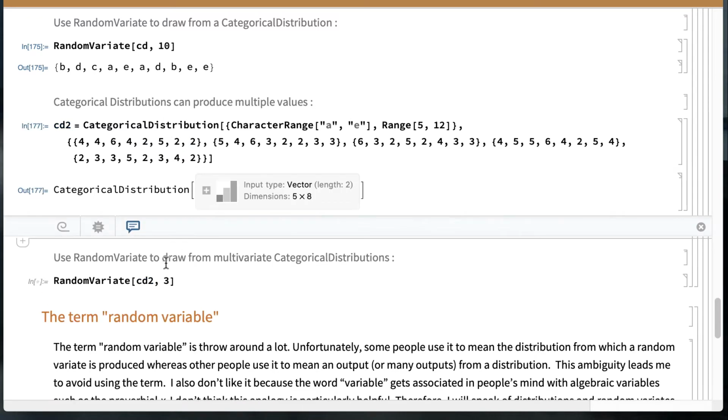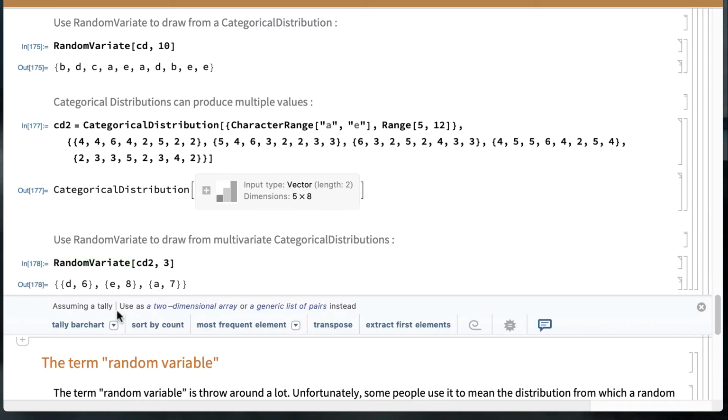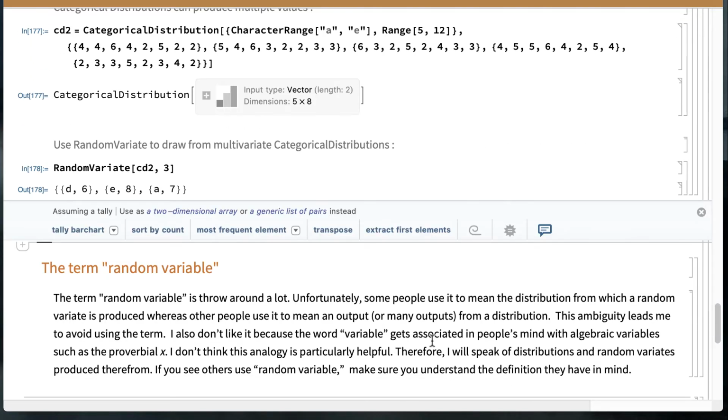And now we have a categorical distribution, and I can produce some outputs from it using random variates. And this is D6 and E8 and A7. Maybe you could use this to build a Battleship generator, if anyone plays Battleship anymore.